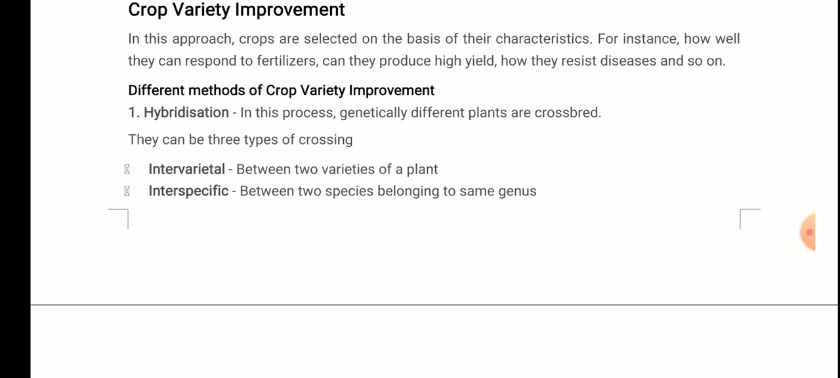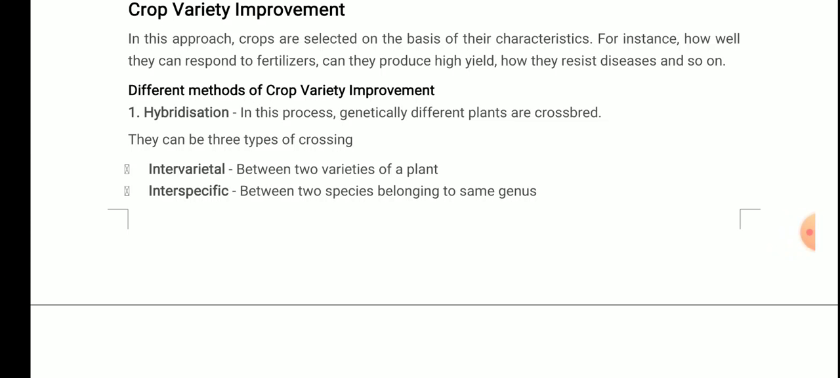What happens in crop variety improvement? In this approach, crops are selected on the basis of their characteristics. For instance, how well they can respond to fertilizers, can they produce high yield, how they resist disease, and so on. Means the crops are selected on the basis of their characters.